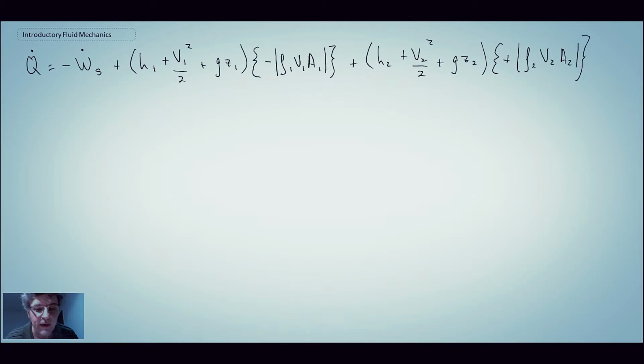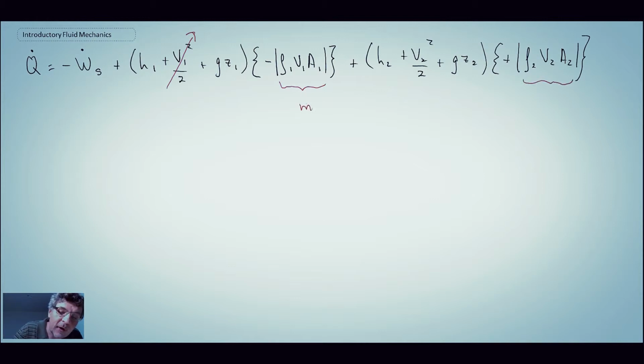Okay, so that's what we get for our conservation of energy. Couple of things that we can do here. First off, we said that the kinetic energy on the inlet was negligible, so that term disappears. Another thing that we can do, we have here rho 1 V1 A1, and then here we have rho 2 V2 A2.